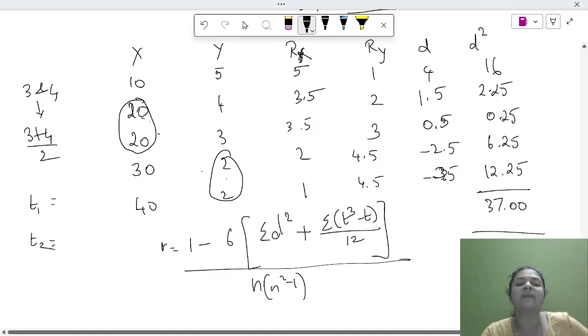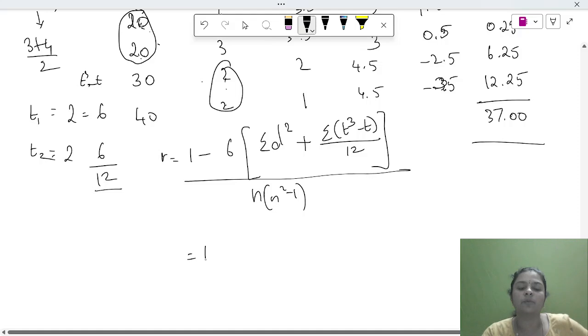Now what is the value of t? First number, how many times did it get tied? 2 times. So t is equal to 2. Second number, how many times did it get tied? Again t is equal to 2. So now we have to do t cube minus t. So 2 cube, 8 minus 2, 6. Again 8 minus 2, 6. So total is 12.